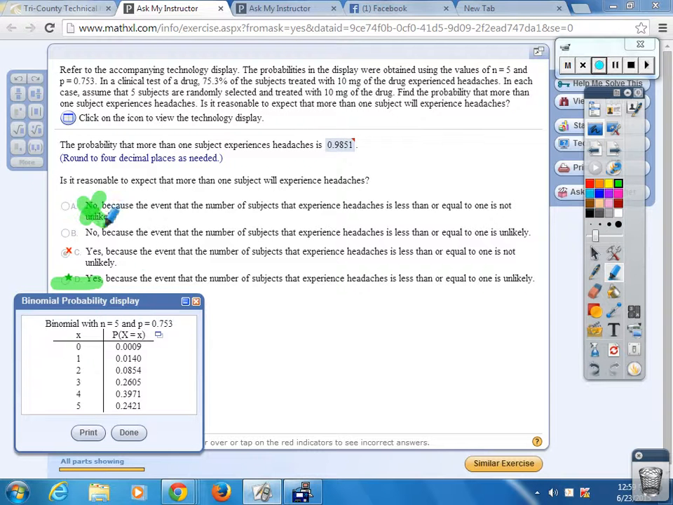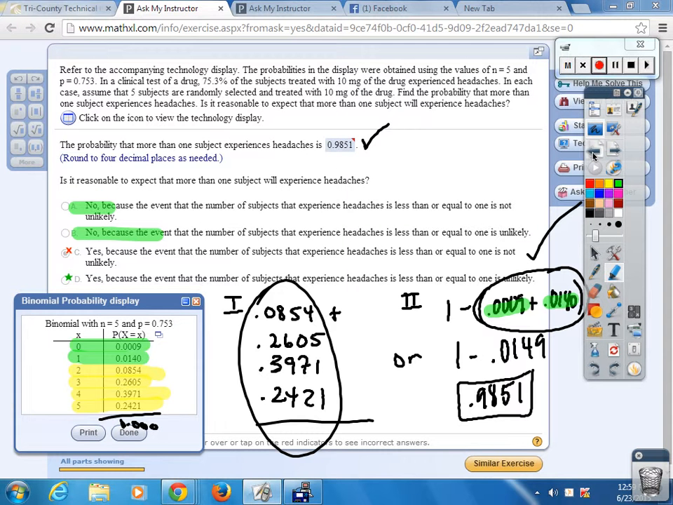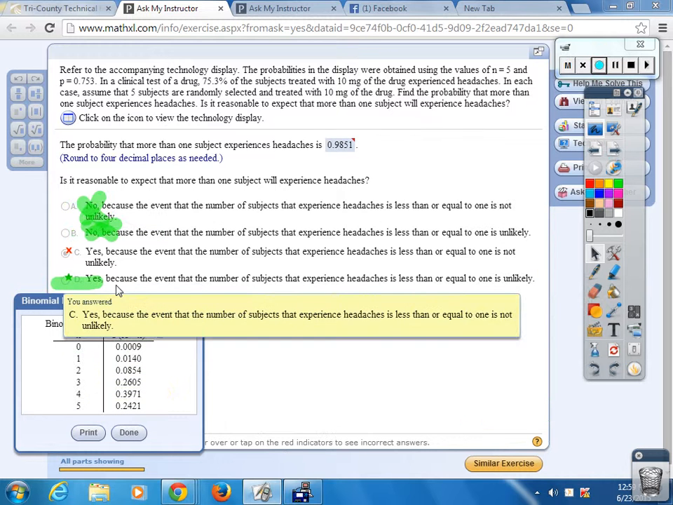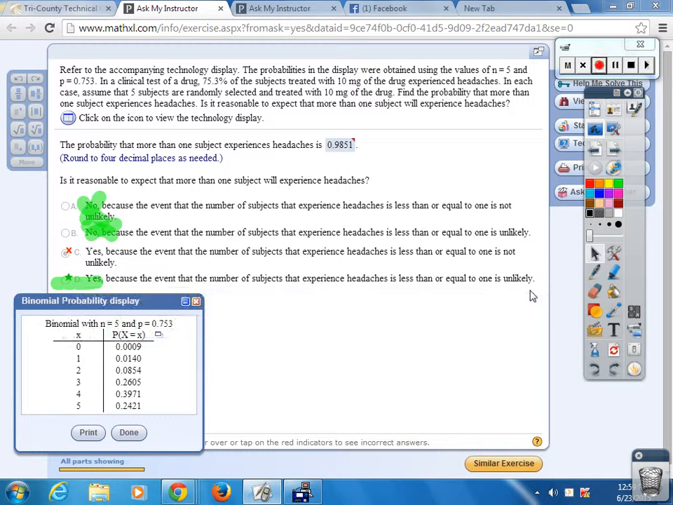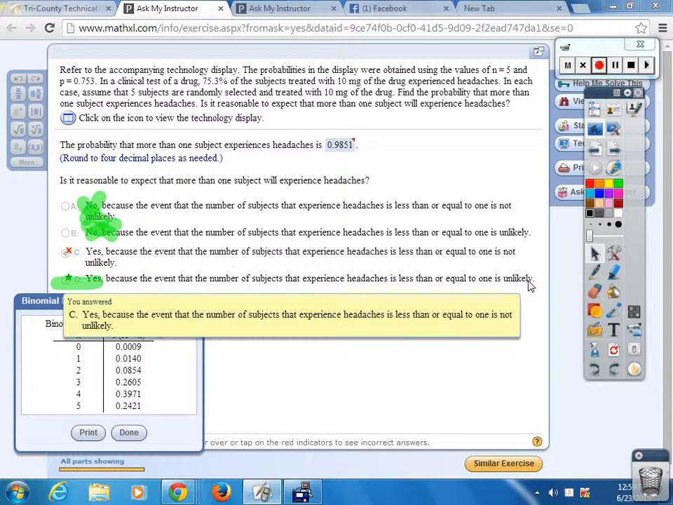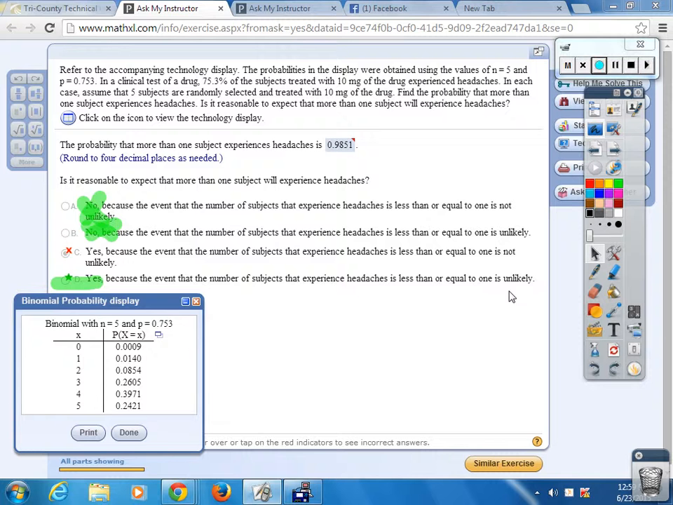You know it's not A, or you know it's not B, because you've got a 98% chance of getting a headache. So you need to find the one that says, I'm going to get a headache. After you read it 3 or 4 times, yes, I'm going to get a headache. The chances of me getting a headache is unlikely, or less than or equal to is unlikely. That means it's going to happen. Does that make sense?